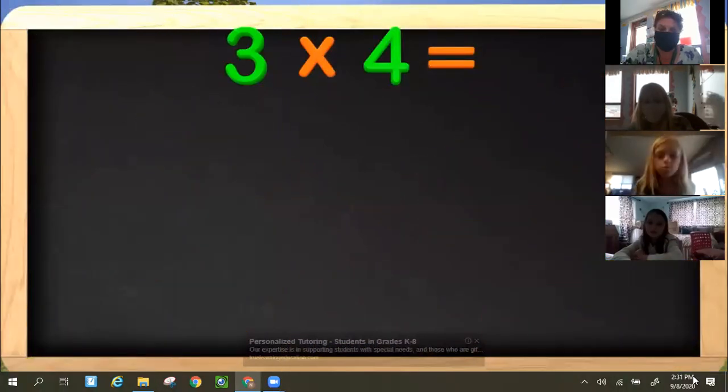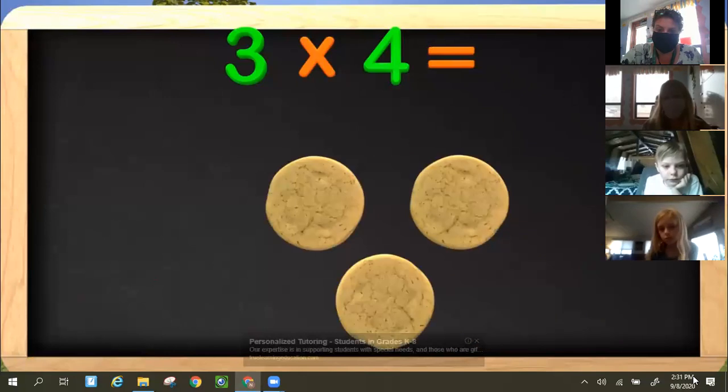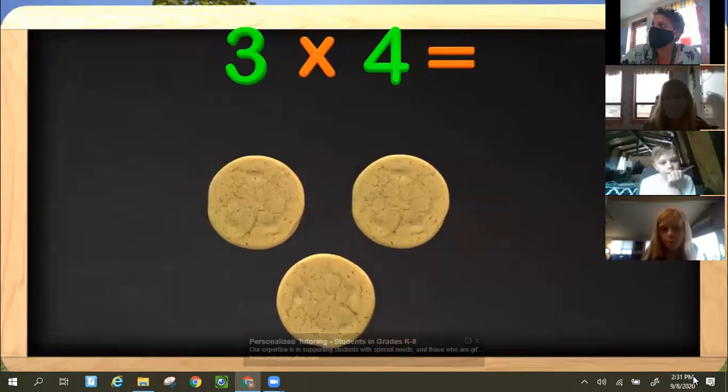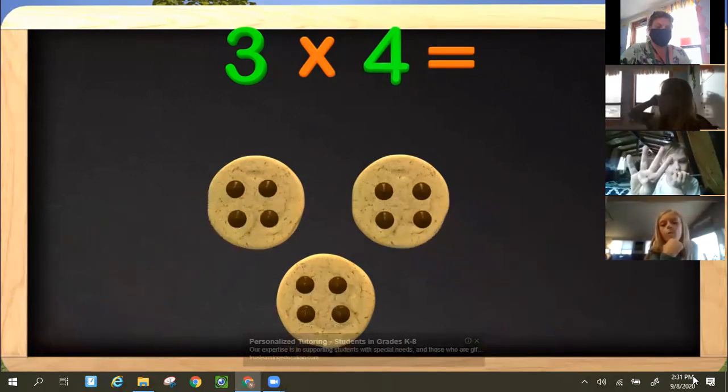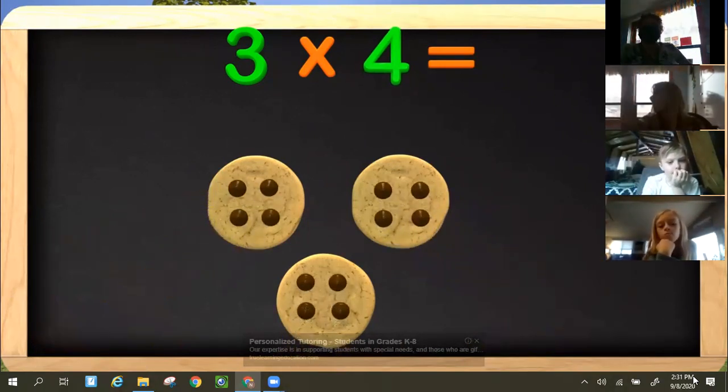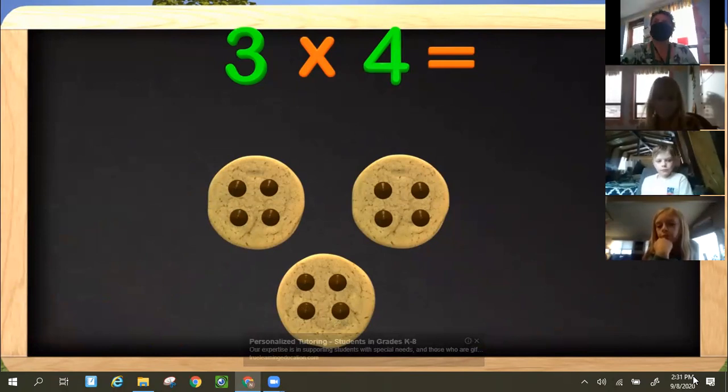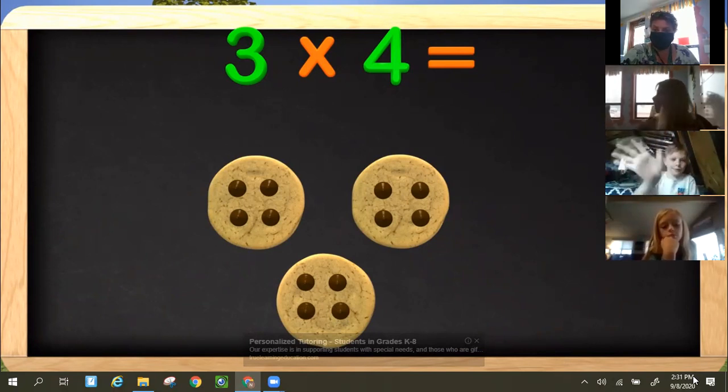Here is 3 multiplied by 4. We are going to use a picture again to understand this problem. Here are 3 cookies, which shows us the number of groups. Can you tell me how many chocolate chips I should put on each cookie? How many? 4. Elena, how many? We need 4 chocolate chips on each cookie to show the number of objects in each group. Thank you. Can you count the chocolate chips and tell me what 3 times 4 is? You can use skip counting or count by 1s. 12.